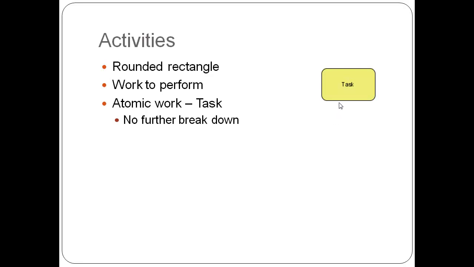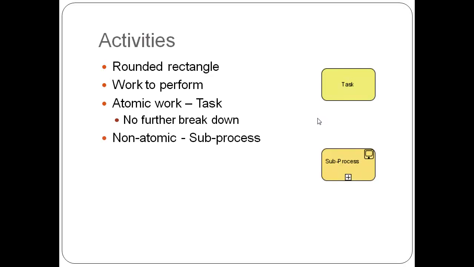If you need to do so, we can consider the second option, non-atomic tasks. For non-atomic tasks, we will use the sub-process to represent it, like this one, a round rectangle with a plus shape here, and you can expand to see the details of the sub-process. You can break down into the next level.